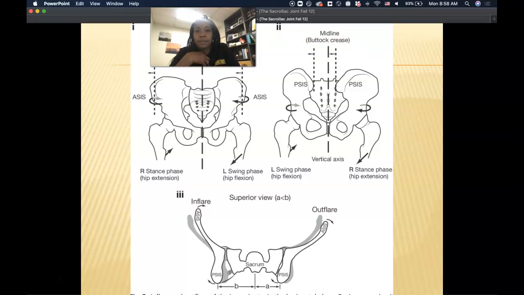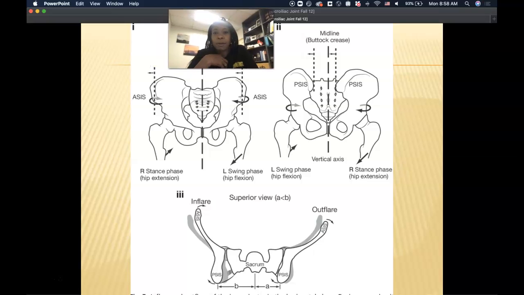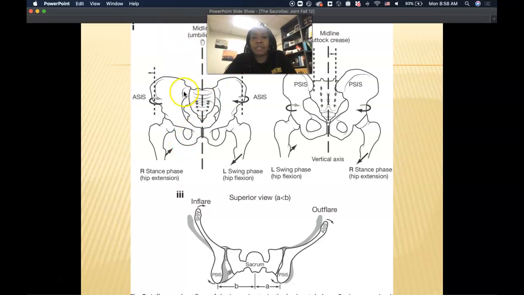So let's talk specifically about things that can actually happen at the pelvis. When we're looking at the pelvis, this is an anterior view. This is a posterior view. We're talking about flares right now. And when we think about flares, we want to think about the ASIS and the movement of the ASIS. Does that make sense to you all?